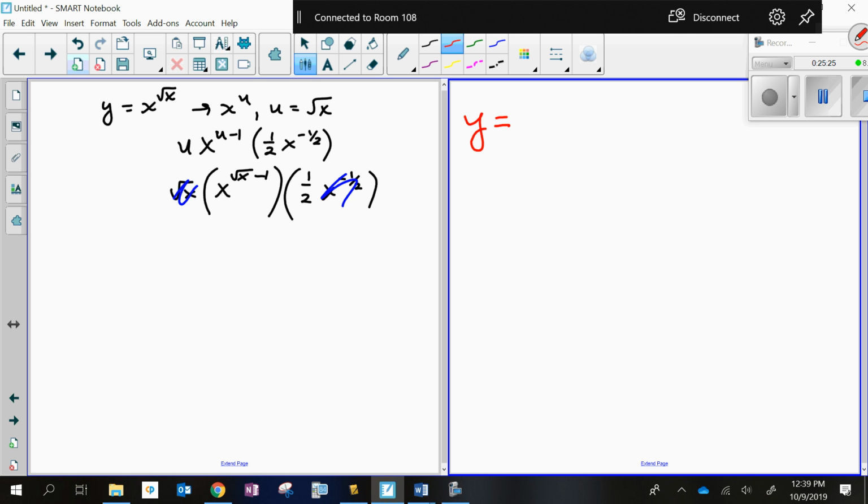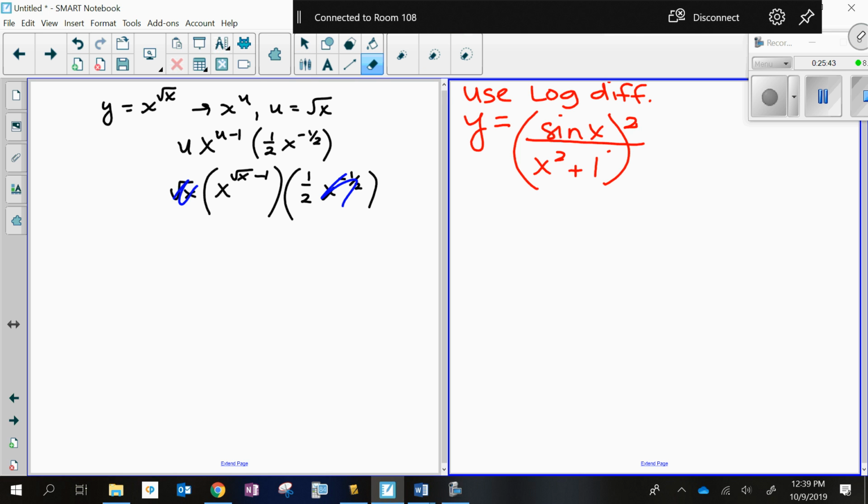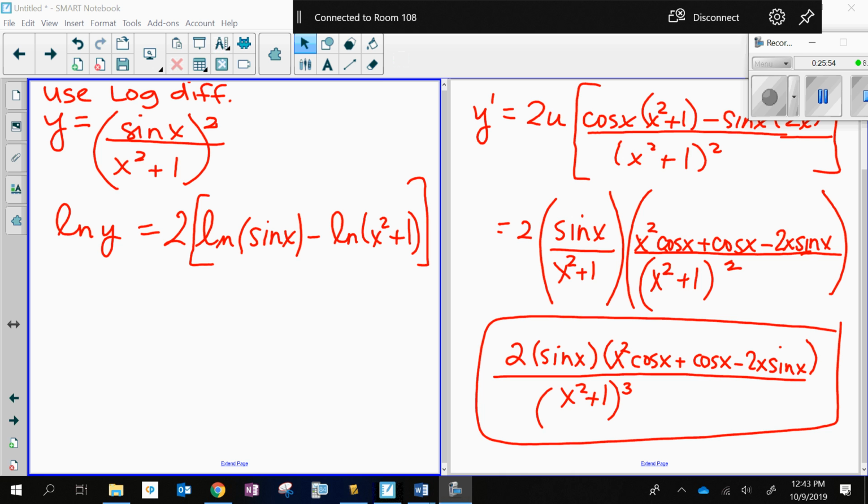And again, I want to use log differentiation. Y equals sine of x over x squared plus 1, and this whole thing is squared. You need to do that? All right, you want to try it? Okay, so everybody got this.